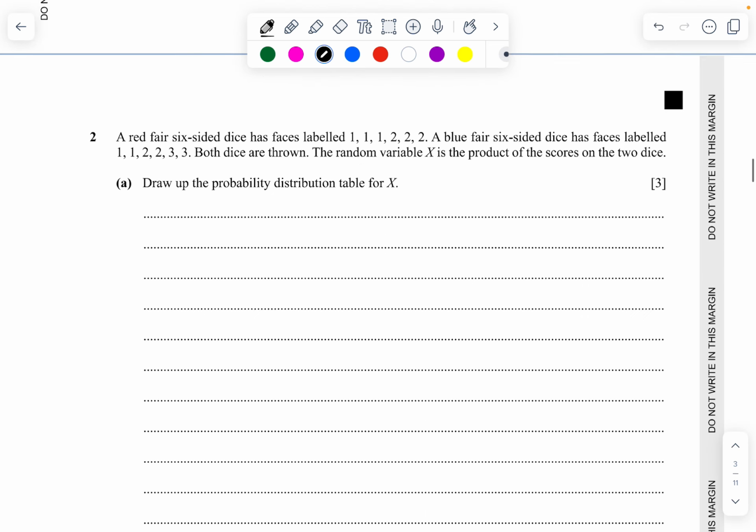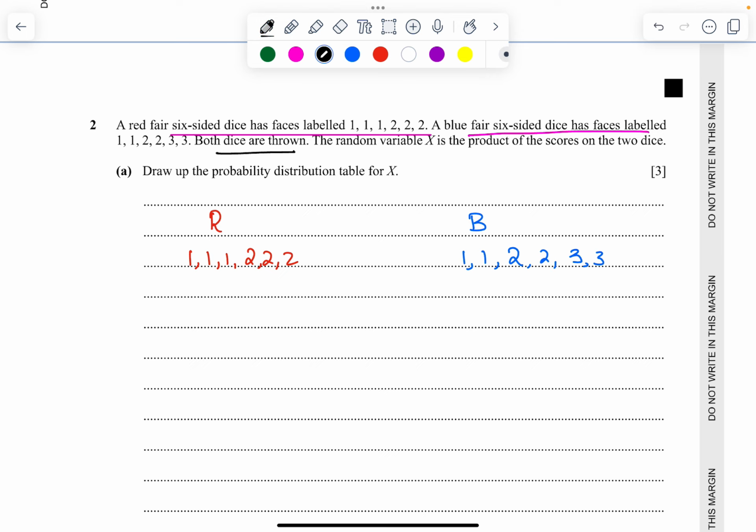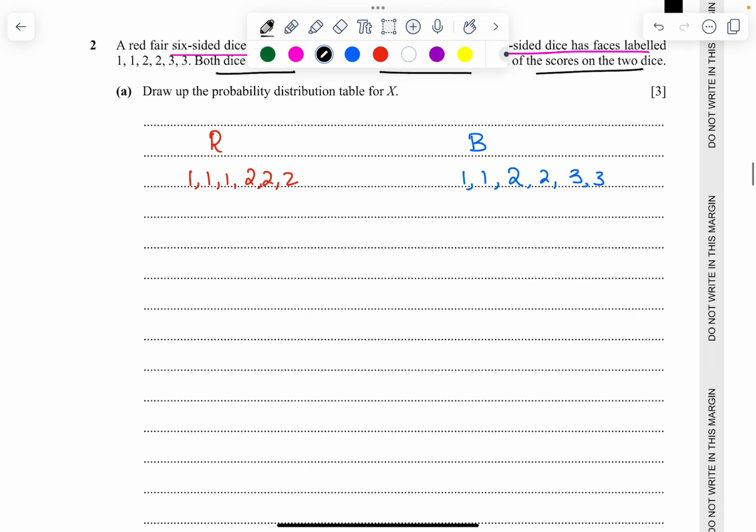Next, coming to question number 2. A red 6-sided dice has faces 1 1 1 2 2 2. A blue dice has faces 1 1 2 2 3 3. Both dice are thrown. The random variable x is the product of the scores of the two dice. Draw up the probability distribution table.